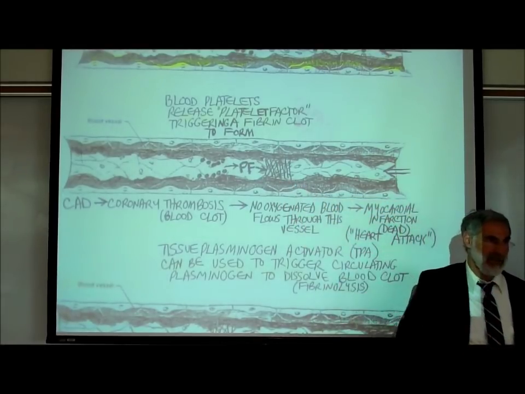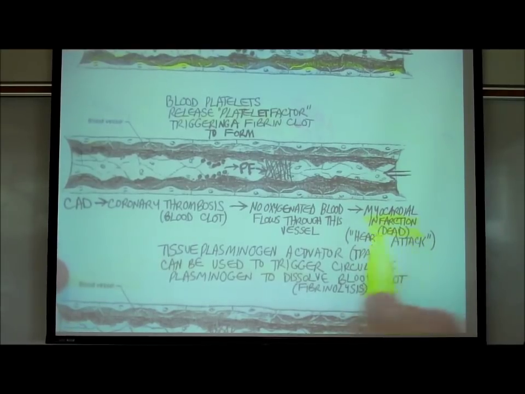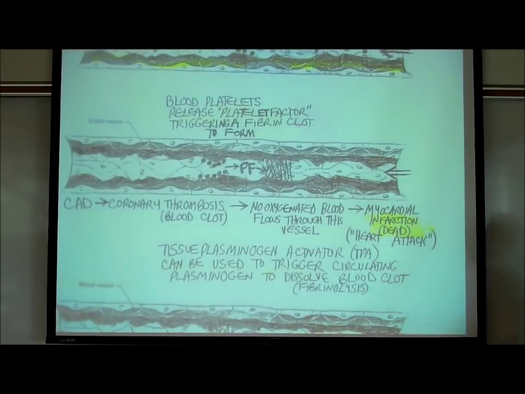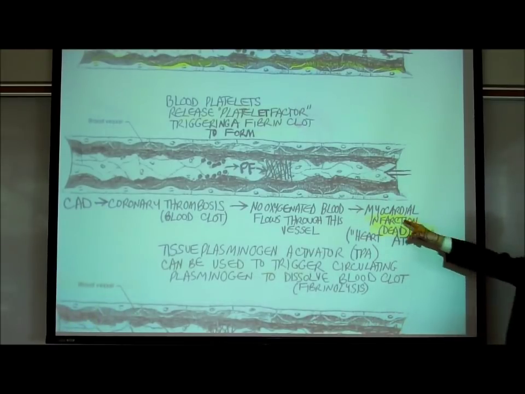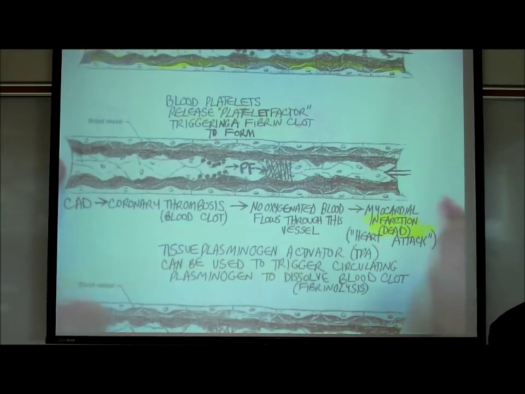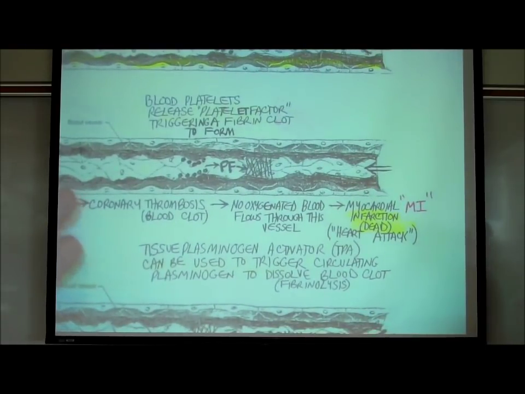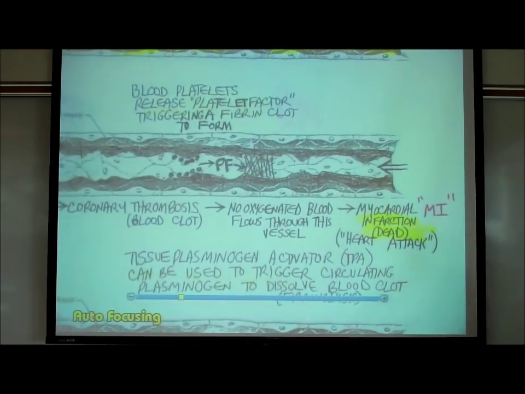When a tissue dies, the term we use is infarction. Infarct means dead. So where's the infarction or death? Myocardium. A myocardial infarction, abbreviated MI, or what lay people call a heart attack. A heart attack is when the heart muscle dies.